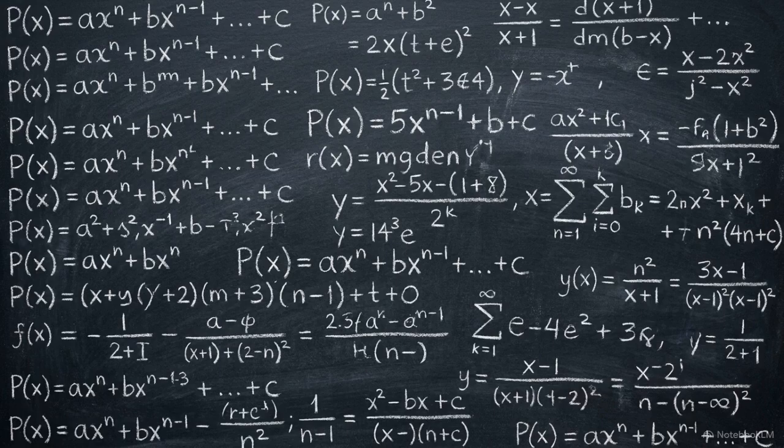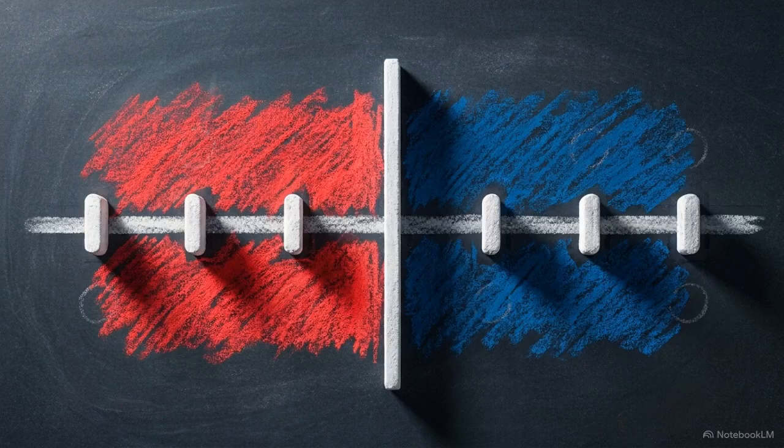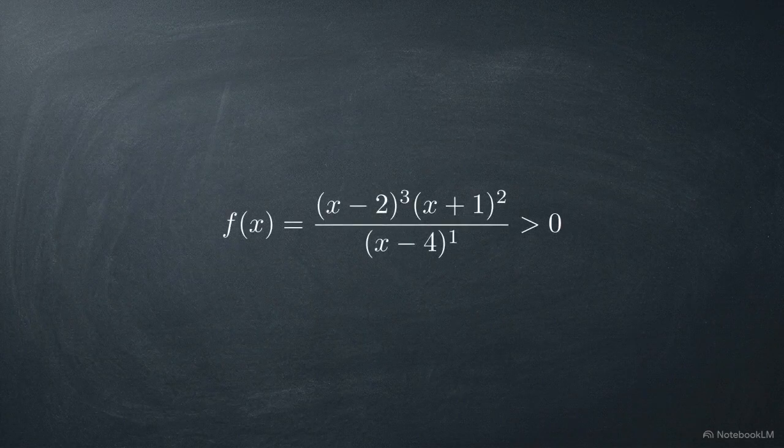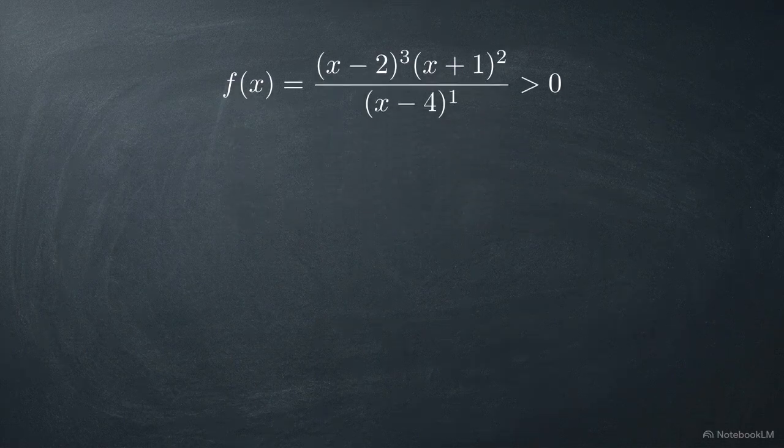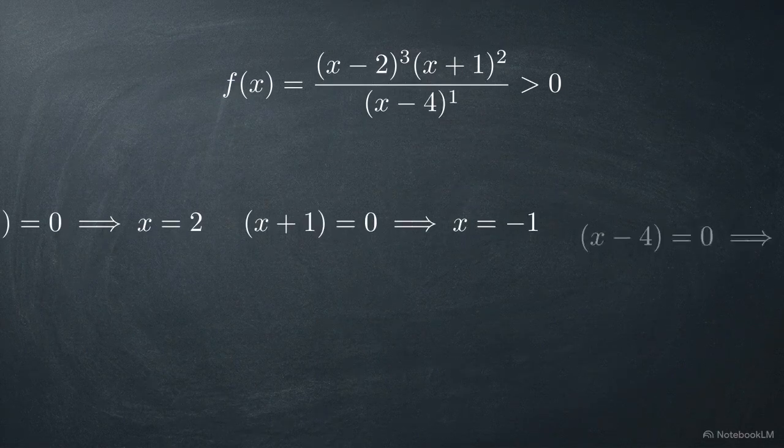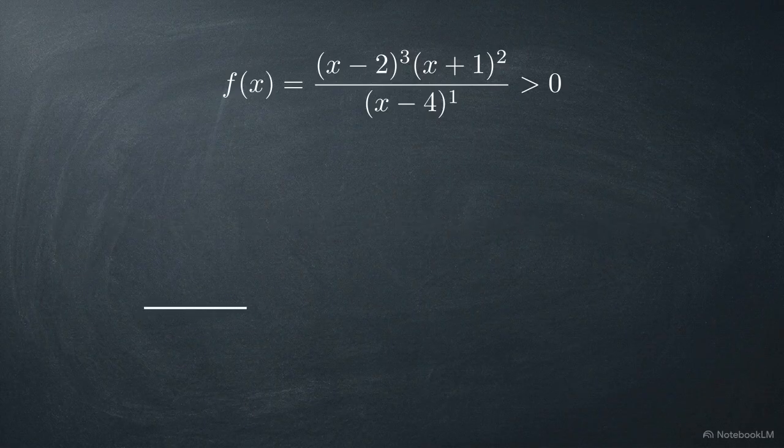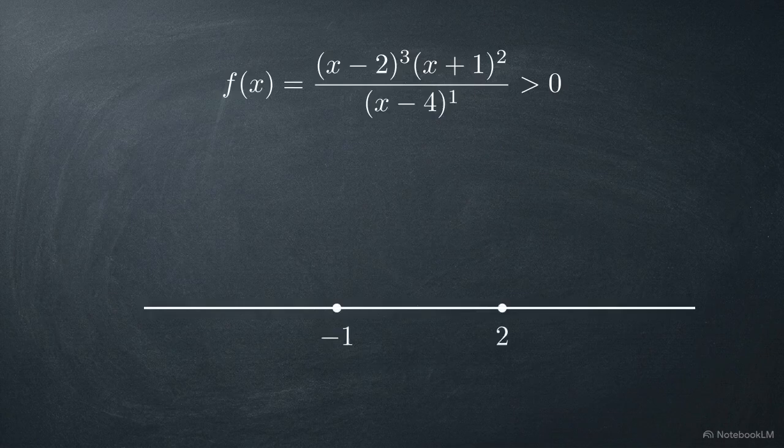Determining where a massive rational polynomial function evaluates to greater than 0 requires a method more efficient than manually testing an infinite string of decimals. The wavy curve method acts as a deterministic sorting algorithm that maps out positive and negative domains across a number line. Look at this rational polynomial. Step 1 is extracting the critical points by equating every individual factor to 0, yielding 2, -1, and 4. Step 2 requires plotting these roots on a number line in strict increasing order to establish subintervals.